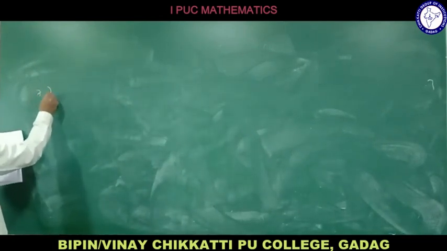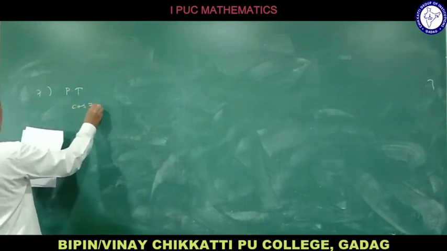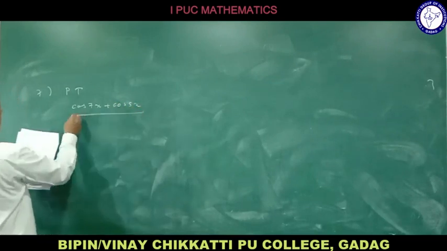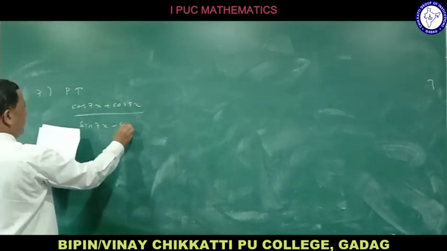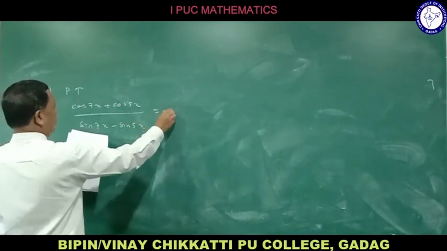Now see this problem number 7 I am going to take here. Prove that (cos 7x plus cos 5x) divided by (sin 7x minus sin 5x) is equal to cot x.